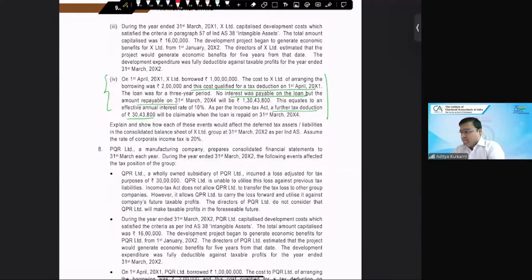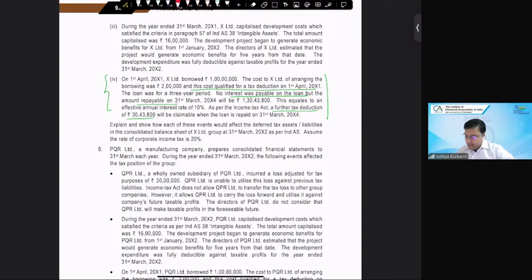So now you tell me, for each of these years, I am having the tax base appearing at the same value of 1 crore, whereas the accounting base is going on changing. Yes or no? Yes, sir. So what will be the impact? Will I recognize a deferred tax asset or a deferred tax liability? The deferred tax asset. You will recognize a deferred tax asset.